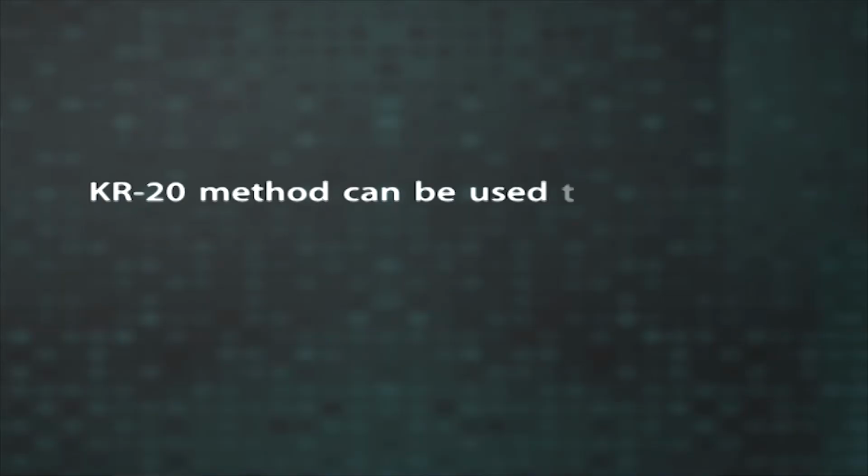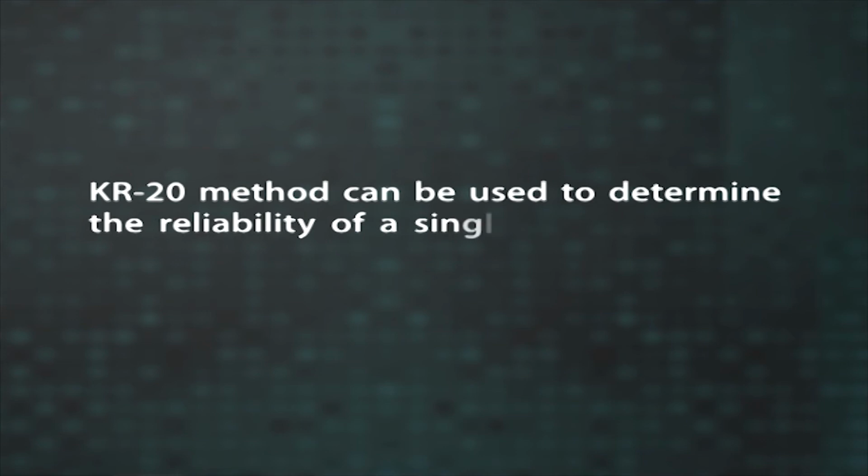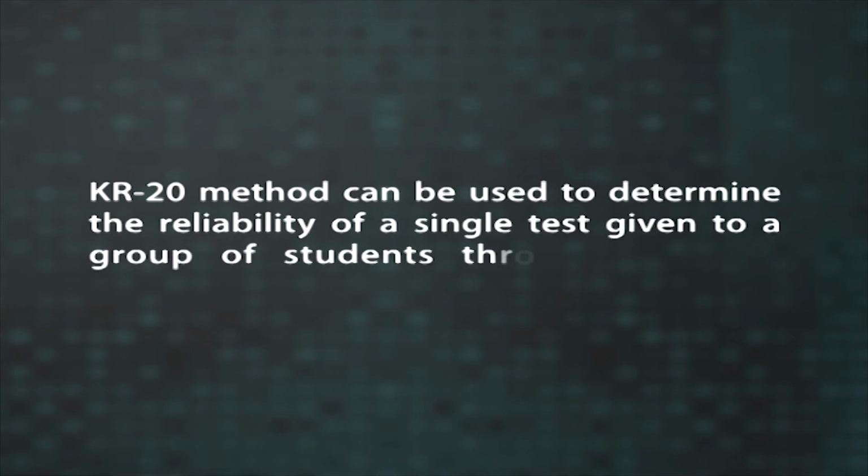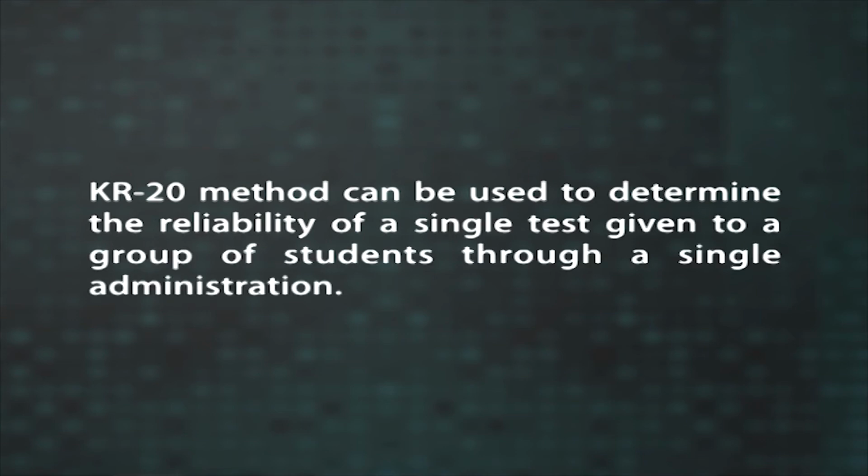This method is called Cooder-Richardson formula 20 or KR20. Here K and R stand for the first initials of Cooder and Richardson and 20 refers to the number of the formula in the series. This method can be used to determine the reliability of a single test given to a group of students through a single administration. The scores are calculated and the reliability is determined using two simple statistical parameters, namely the mean and variance.